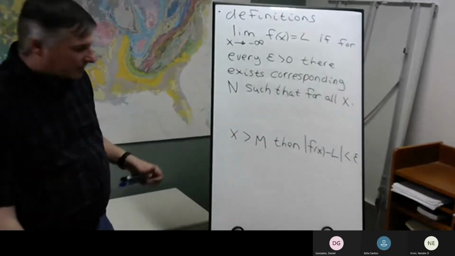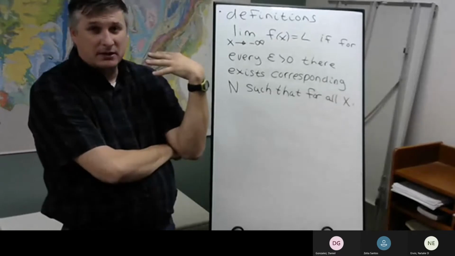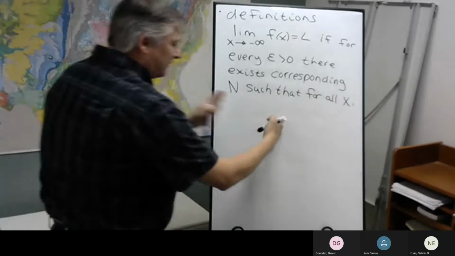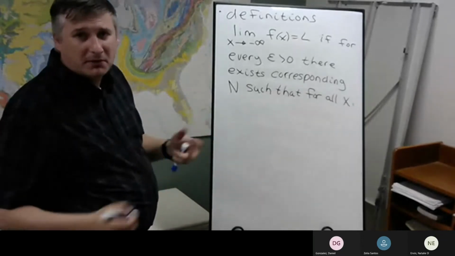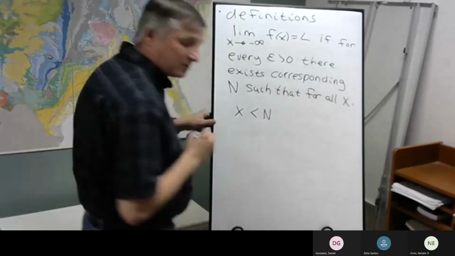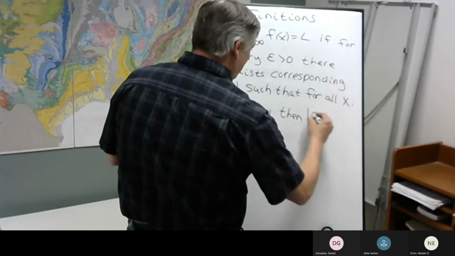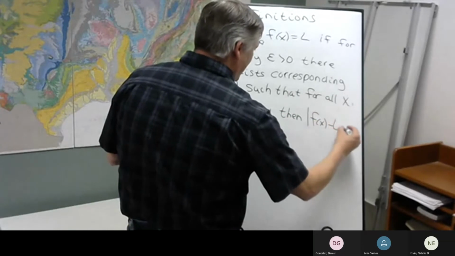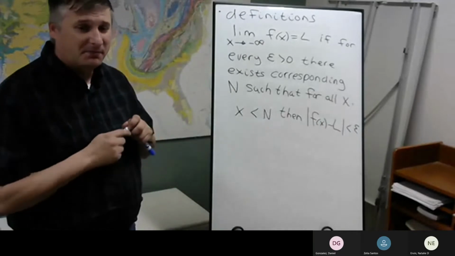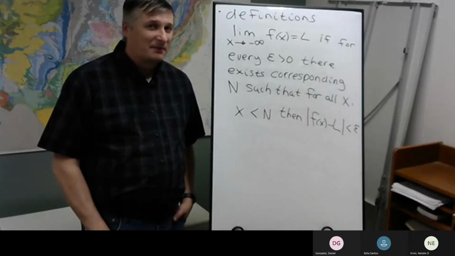I'm going to look for a different number. And with n, eventually n is going to be heading off into the negative numbers. We're going to get this, though. We're heading off into the negatives. We're going to be looking at x smaller than n. So when x is smaller than n, then the distance between f of x and the limit is going to be less than that epsilon. Questions about that?